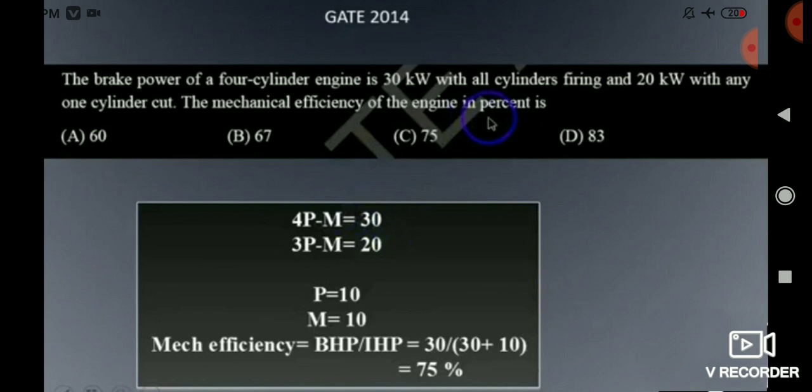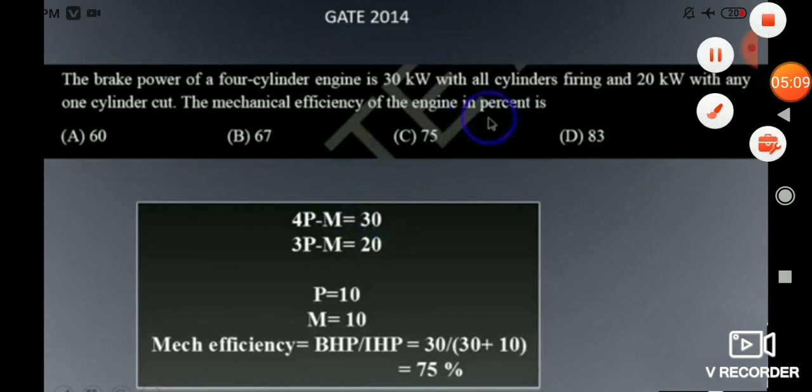kilowatt power in the first case, and in the second case you assume that there are three cylinders present, so the indicated horsepower for 3 cylinders is 3p. Means for 4 cylinders it is 4p and for 3 cylinders it is 3p.